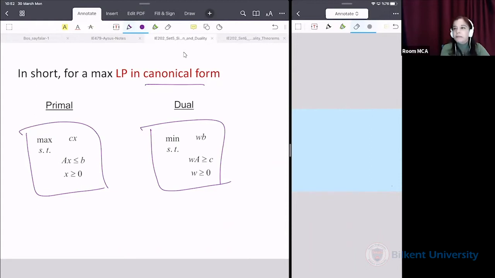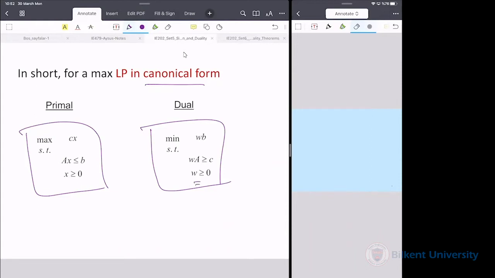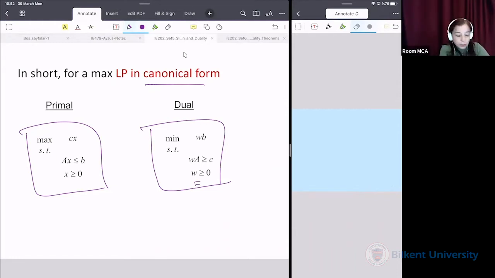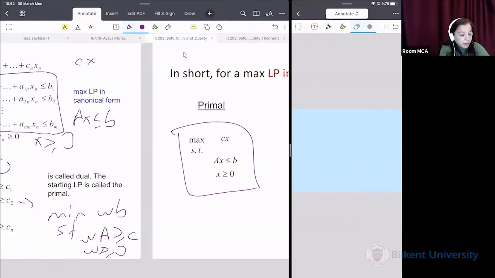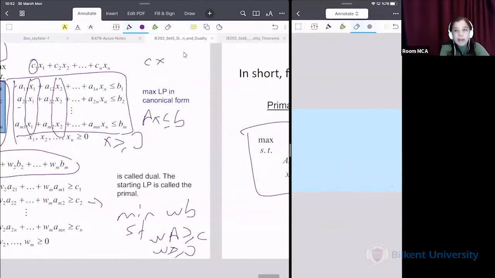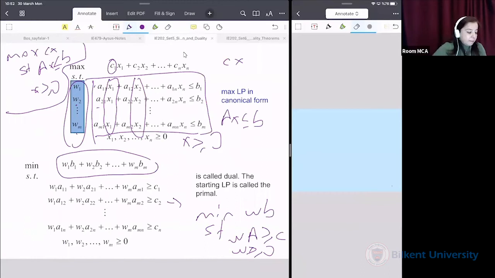Everybody non-negative. Yes, Irmak? Hocam, can you explain what happened to the objective function once again? Objective function of the primal or the dual? I have two LPs right now, both. All right, the dual. Now, remember the bound thingy?